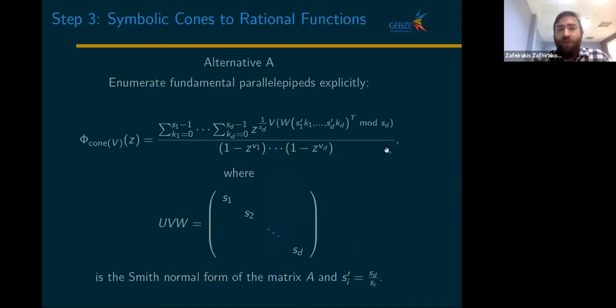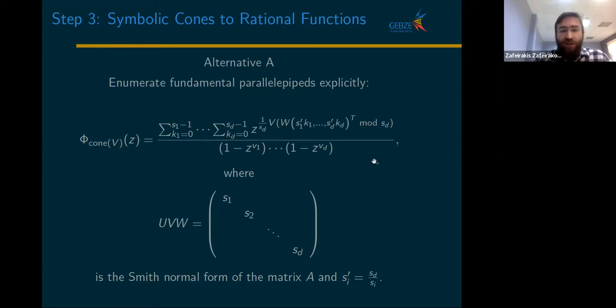So, okay. The next step was to find the lattice points in the fundamental parallelepiped. And for this, we have two ways to do it. One is to enumerate the fundamental parallelepiped explicitly using such a formula where these V's and W's are coming from the Smith normal form of the generator matrix. I don't want to go into details about that, but it's conceptually still easy. We just transform our fundamental parallelepiped into a different space where now it is a rectangular parallelepiped. And there it's very easy to enumerate the points, right? And then we map them back to our original space.